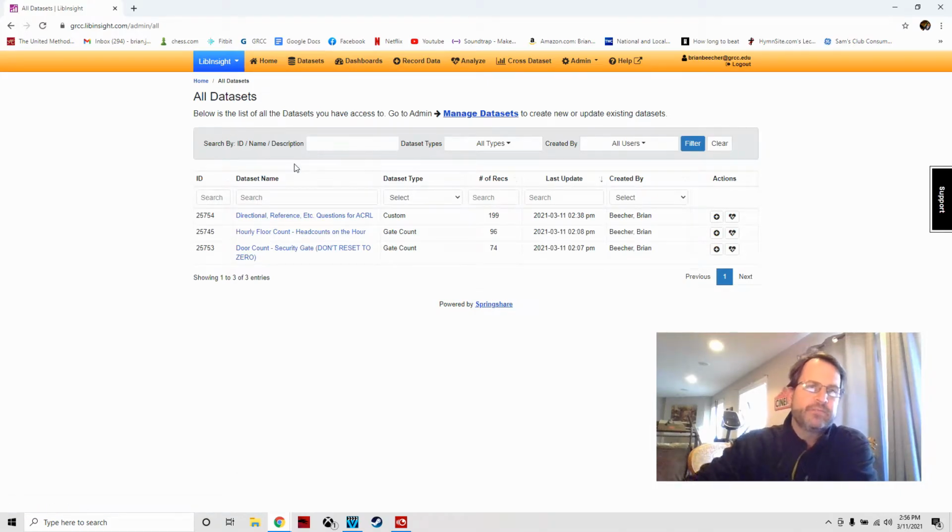And I've already created three different forms that we're going to use. One is for the questions that we track at the reference and circulation desks. The other two are hourly floor counts that the circ desk keeps track of. So every hour, they go around and count people inside the library and record that down. That is that form. And then the door count is every hour they go to the door to that little black device on the side that counts foot traffic as they enter through our doors.